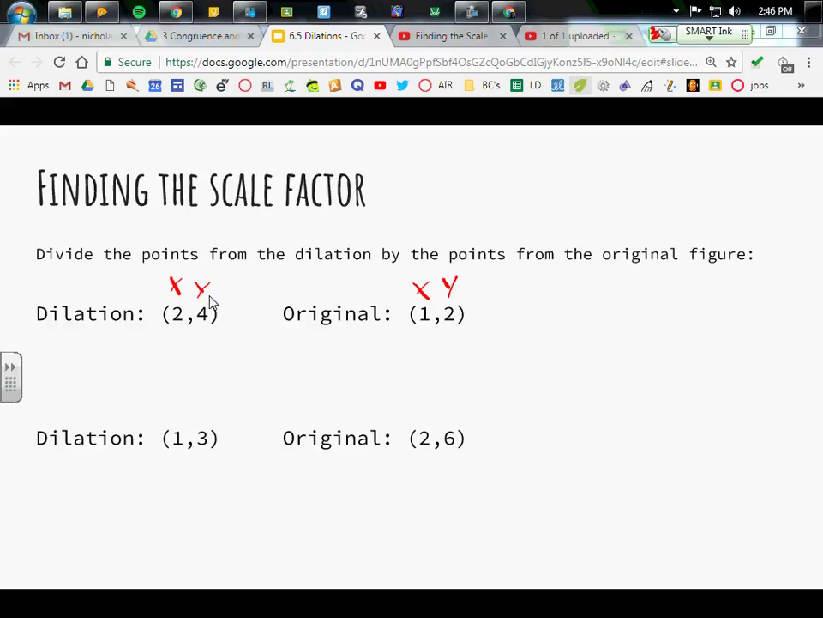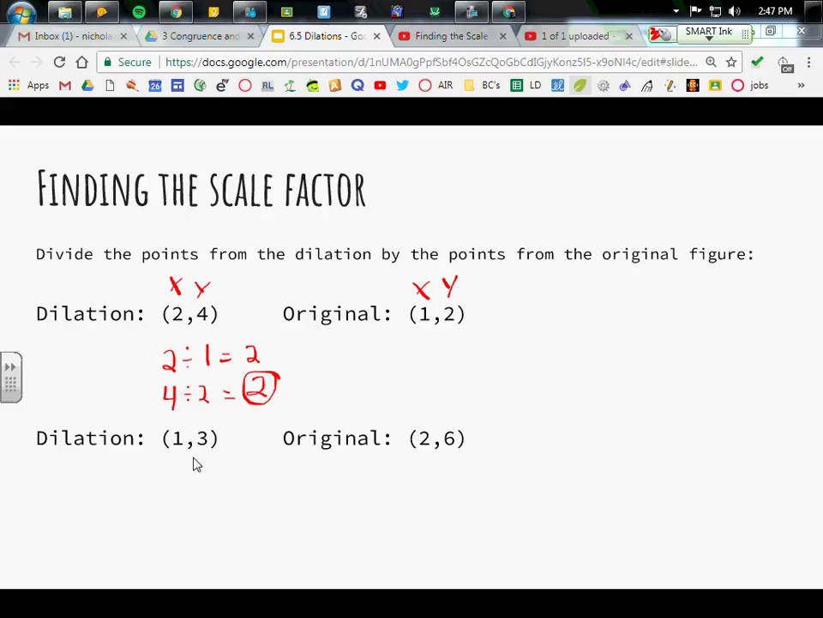So in this pair of points, we've got the dilation, which is 2 and 4, and the original, which is 1 and 2. So we would divide our x from the dilation of 2 by the x from our original, which is 1, and we would get 2. We would divide our y from our dilation, which is 4, by our y from our original, which is 2, and we would get 2. So our scale factor is 2.